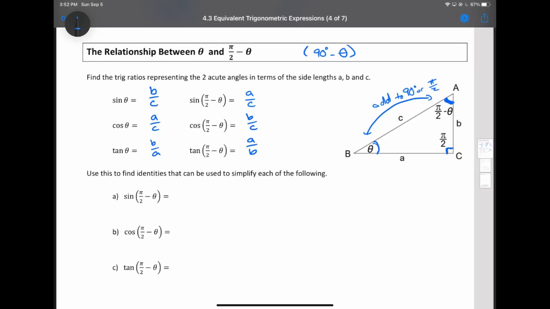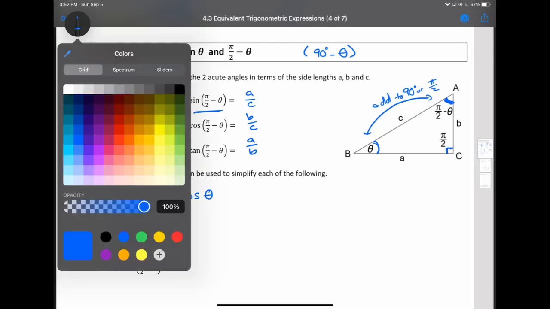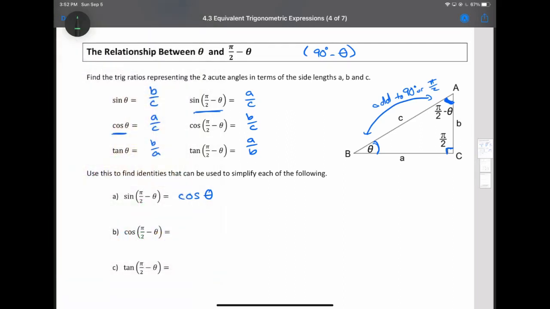Okay, so all I've done is look at my diagram and write down what they are in terms of a, b's, and c's. But now from that, I want to actually draw the conclusion that the sine of pi over 2 minus an angle, that's a over c. Well, that's the same as cos theta. So that's actually one of our identities. And similarly, if we take a look at cos of pi over 2 minus theta, b over c, that's the exact same thing as sine theta.